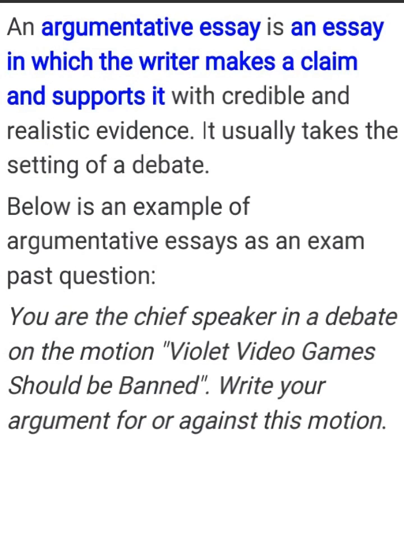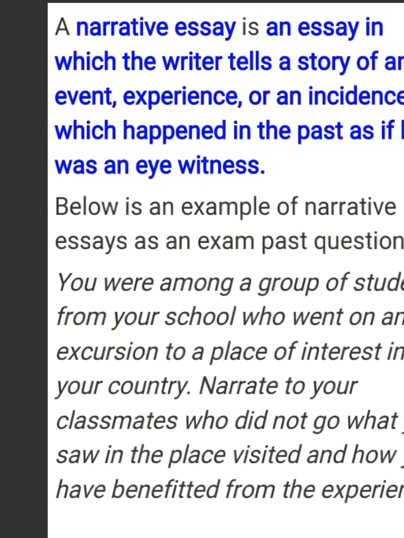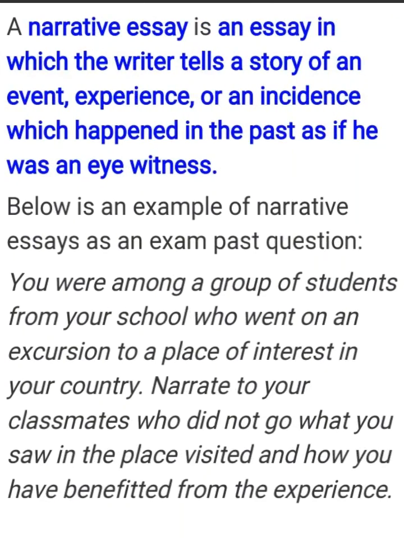We have this next one as narrative essay. A narrative essay is an essay in which the writer tells a story of an event, experience, or an incident which happened in the past. The writer re-experiences the incident or event that happened in the past as if he was an eyewitness. Usually, the writer is an eyewitness.